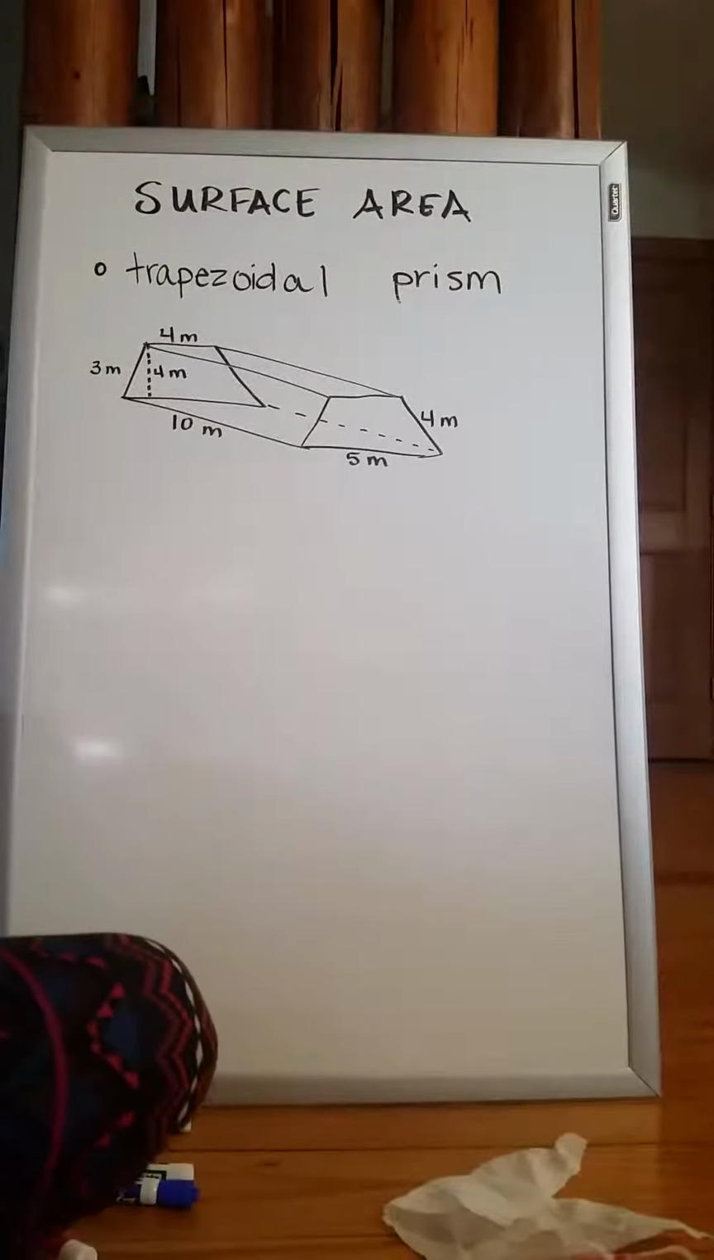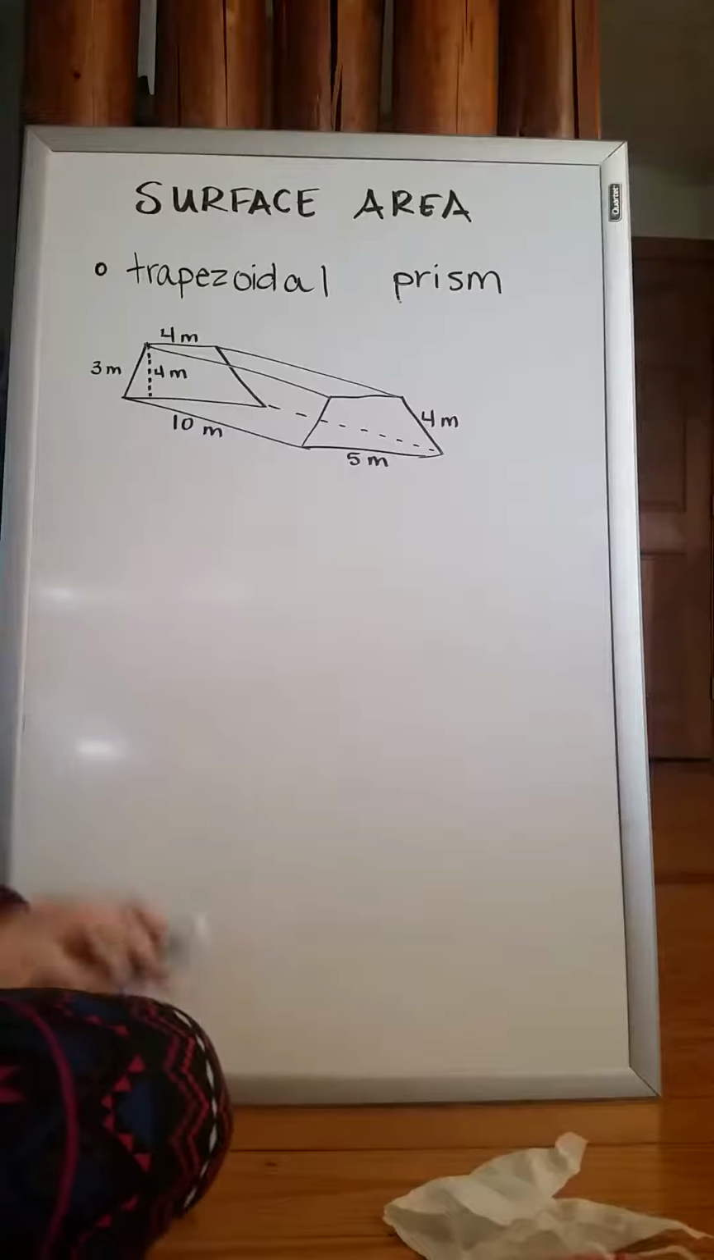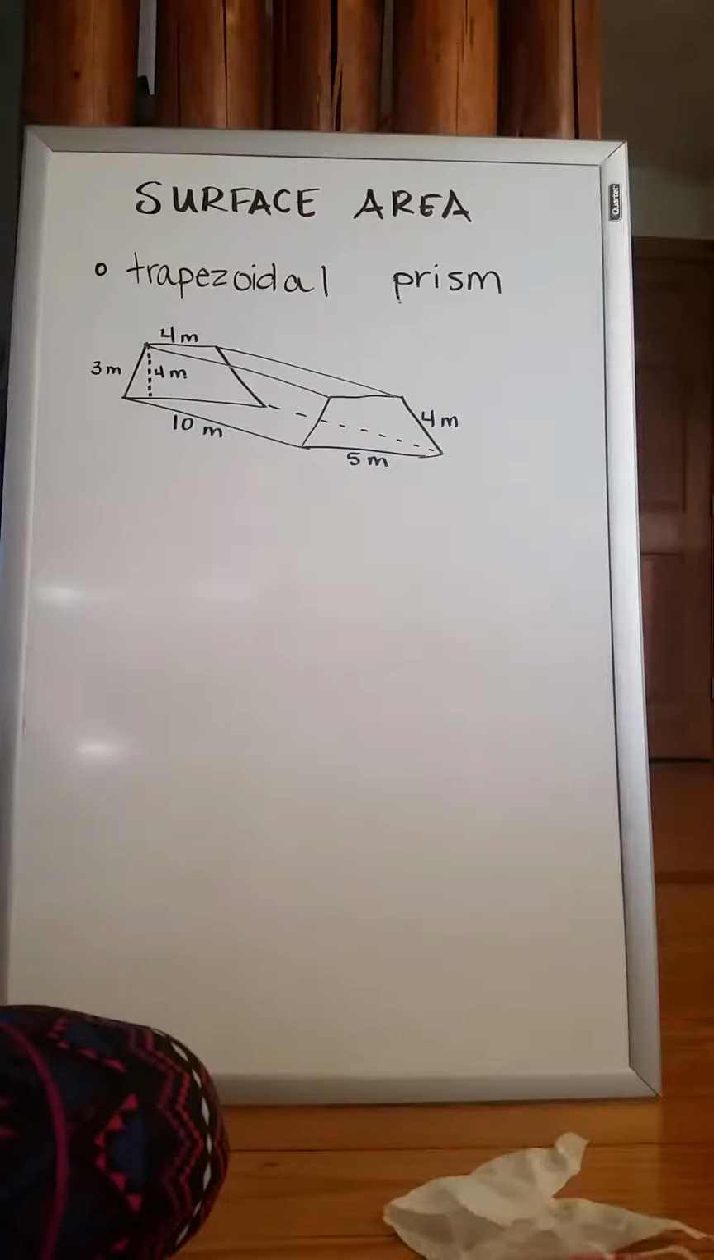Alright, we're going to find the surface area of a trapezoidal prism, or it's sometimes called a trapezium. That just means it's got two trapezoids connected together. So, you've got to figure out how many faces there are and find the area of every single face.